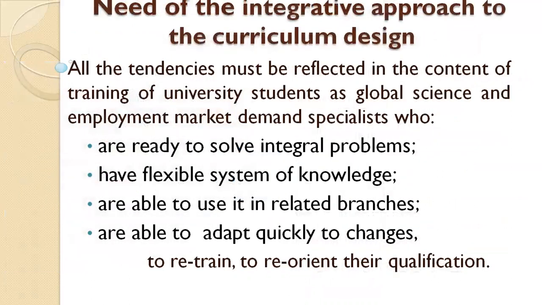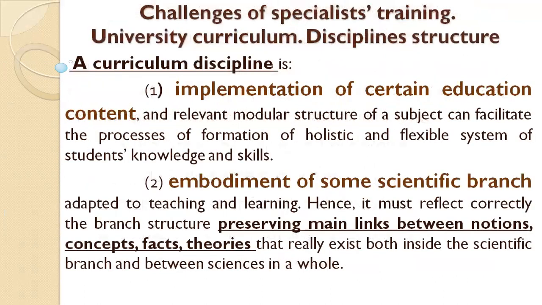So all of these tendencies must be reflected in the content of training of university students today, because the global science and employment market demands specialists who are ready to solve integral problems, not specific ones, not isolated ones, to have a flexible system of knowledge, which they are able to use in related branches, and to be ready to adapt quickly to changes, to retraining, to reorienting their qualification, and so on.